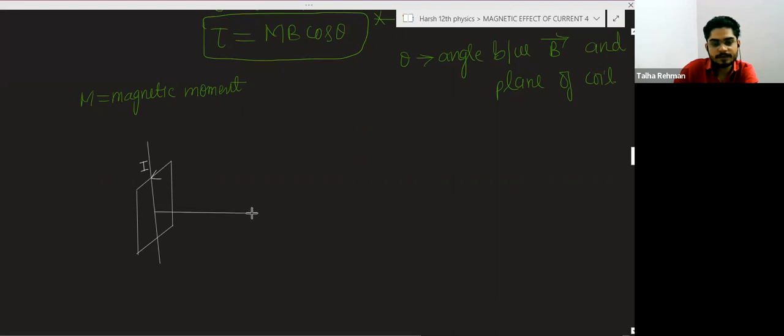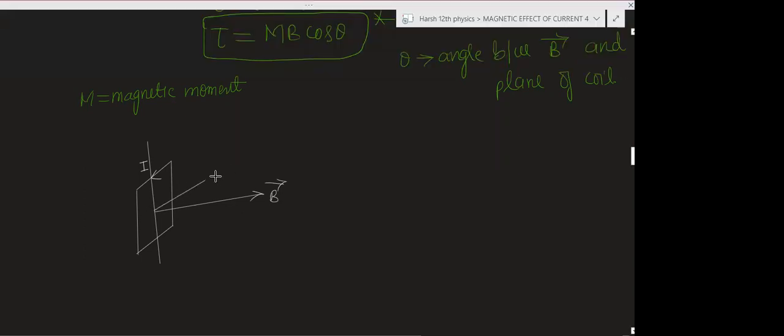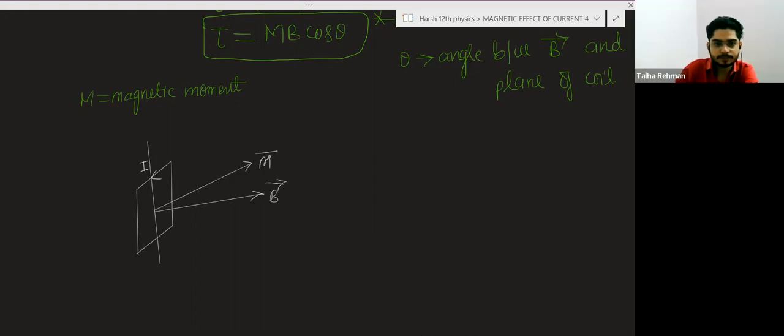Here is the magnetic field, and here is the magnetic moment. This magnetic moment is perpendicular to the plane of the coil. So this angle is given as theta, and this angle will become 90 minus theta. I am calling this 90 minus theta as alpha.